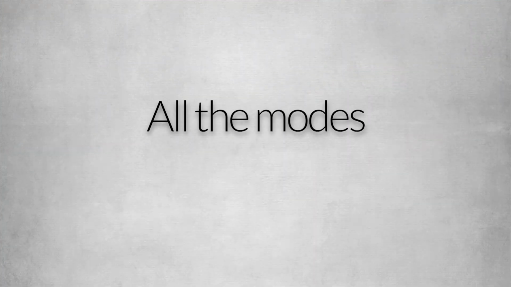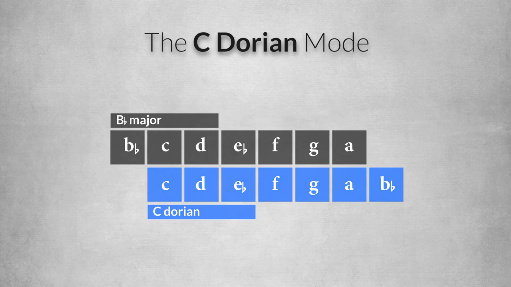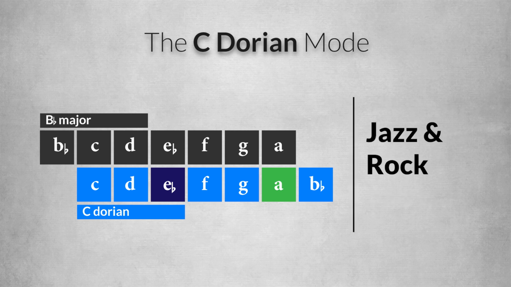Now here are all the modes starting on the note C. The C Dorian mode is the 2nd mode of the B-flat major scale. In the C Dorian mode, the 3rd degree is minor, and the characteristic note in this mode is the major 6th degree, because you won't find this note in the plain minor scale. Now, styles in which this mode is popular are jazz and rock.